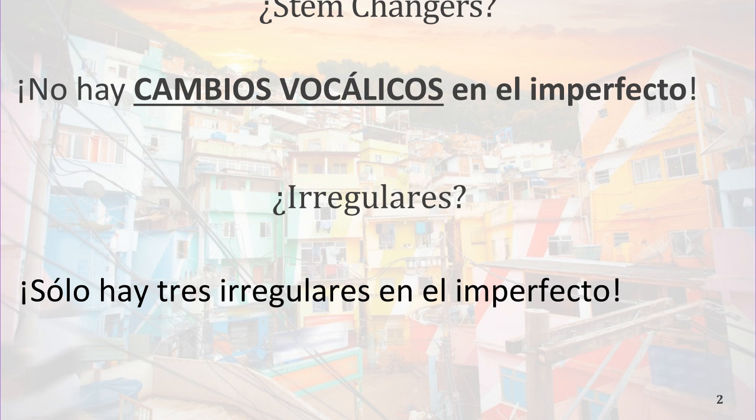All right, so the best thing that I can tell you about the imperfect tense is that there are absolutely no stem changers. I'll say that again. There are no stem changers in the imperfect tense, so you don't have to worry about those at all. The other great news is that there are only 3 irregulars in the imperfect tense. So we'll take a look at those. And then besides those irregulars, everything else follows the rules. So everything else is considered a regular verb in the imperfect tense.